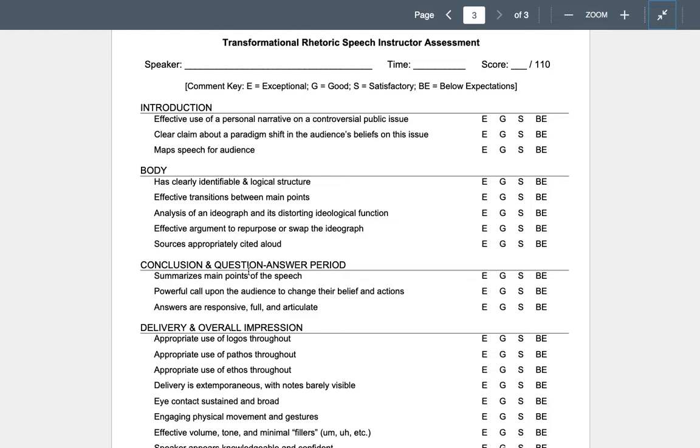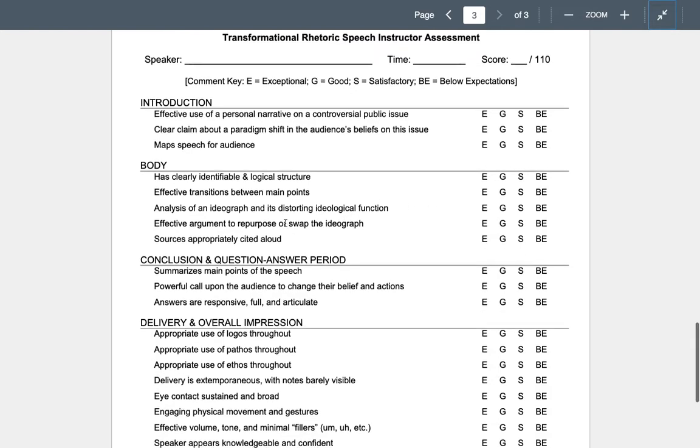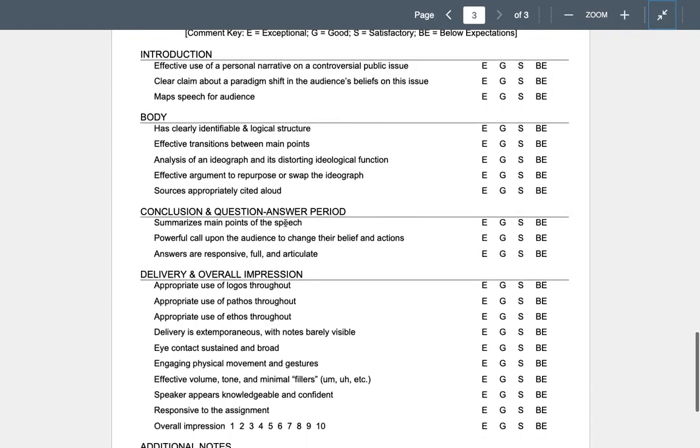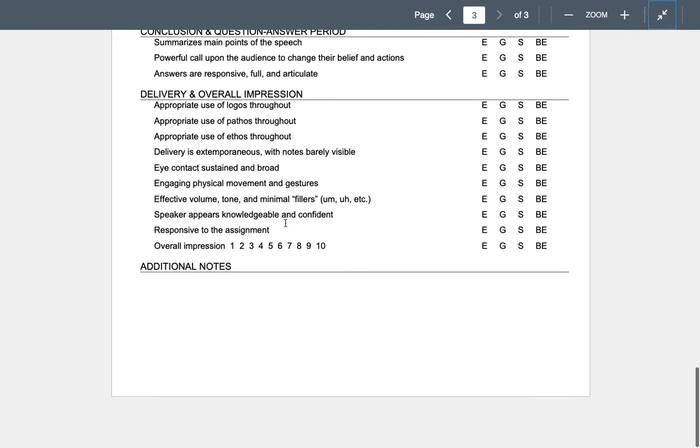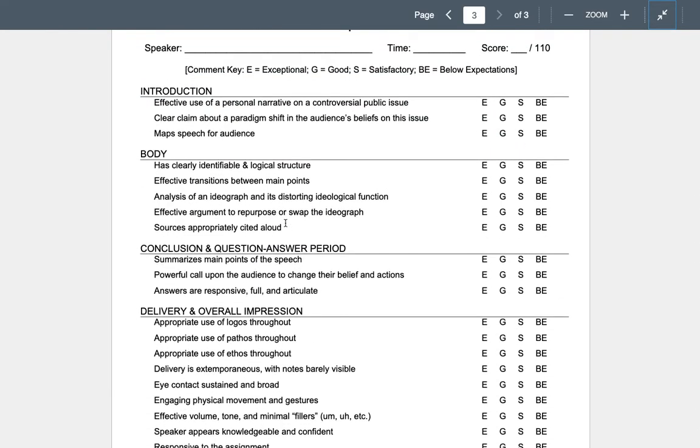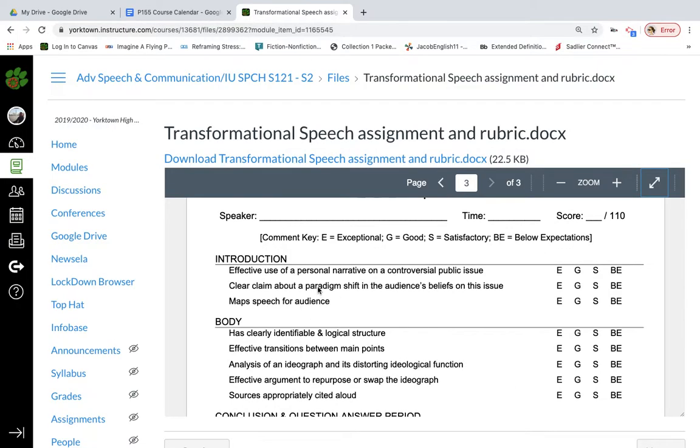So if I don't hear a clear claim about the paradigm shift, or if you don't give me a map for the audience, then you're going to find yourself in one of these lesser categories. So you want to make sure that you meet all of the goals on this grade sheet that I'm going to have in front of me when I grade you when you give the speech on, I think it's May the 12th. Okay, so that's an important file in here.